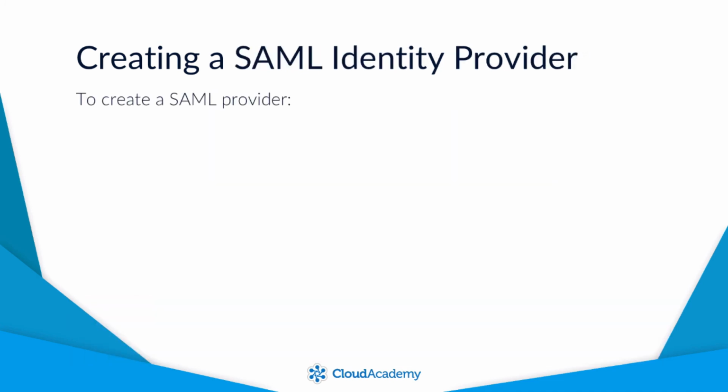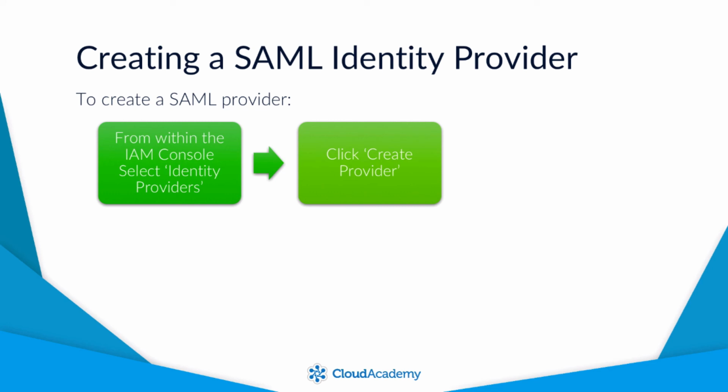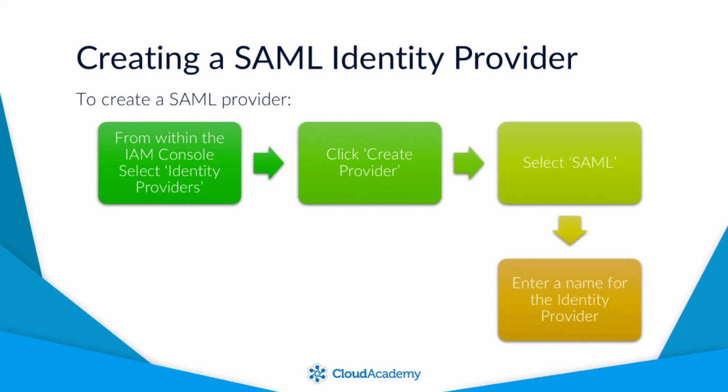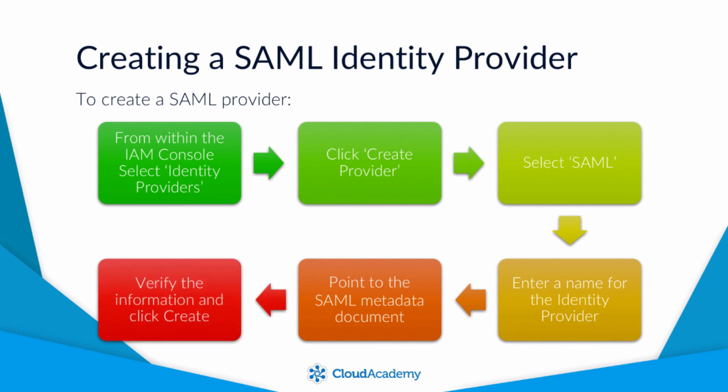To create a SAML provider, the process is slightly different. From within the IAM console, select Identity Providers, click Create Provider, select SAML, enter a name for the identity provider, point to the SAML metadata document discussed earlier, and then verify the information and click Create.